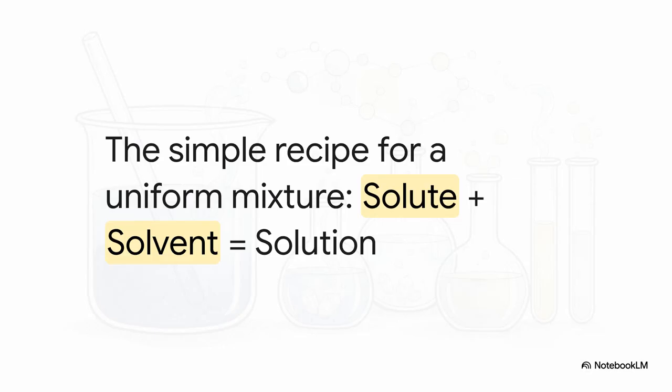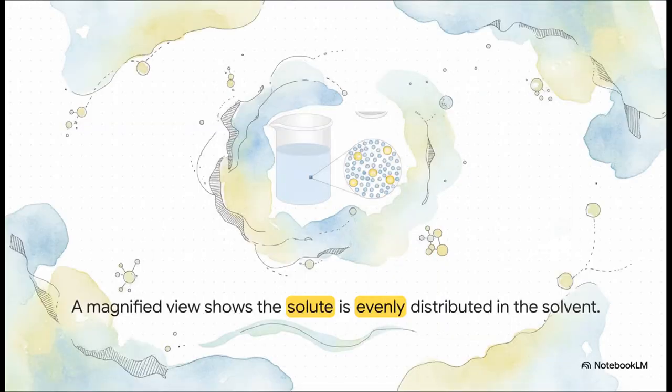So really, it all boils down to this super simple formula. You take a solute, you add a solvent, and boom, you get a solution. It's the basic recipe for tons of things we see and use every single day. Now, what's really cool is what's happening at a microscopic level, something you can't see with your own eyes. Those little solute particles, the yellow ones here, they don't just vanish. They're actually finding all the tiny empty spaces between the solvent particles and just slotting themselves in, spreading out nice and even.